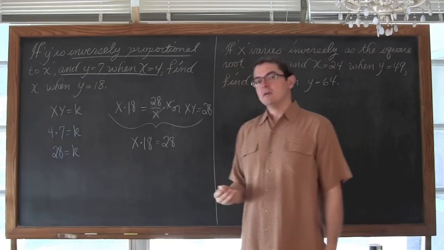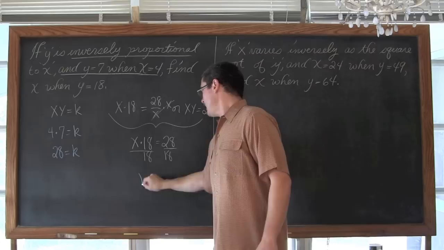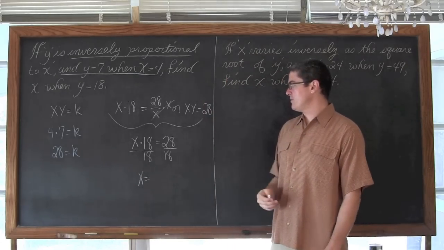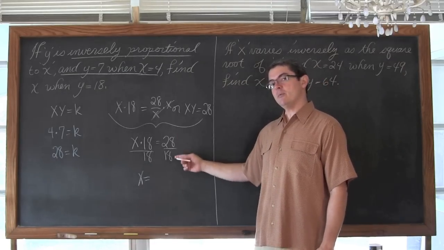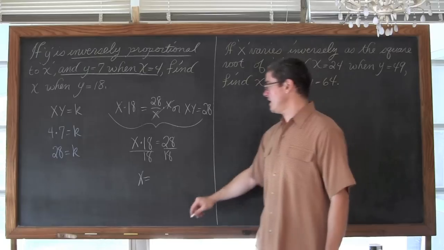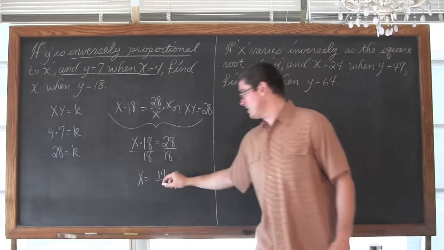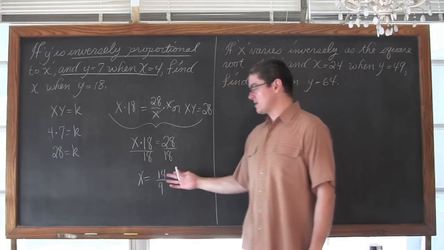We do have x times 18 is equal to 28. So we're going to divide both sides by 18 and get x is equal to, now these numbers, let's see, they both are even, so I can divide a 2 out of the numerator and denominator and reduce this fraction. 28 divided by 2 is 14, and 18 divided by 2 is 9.